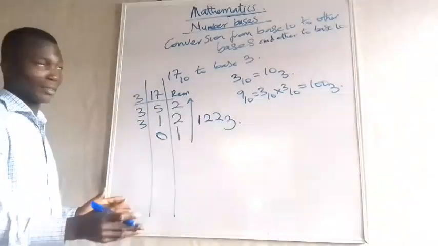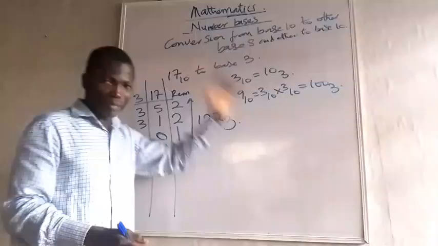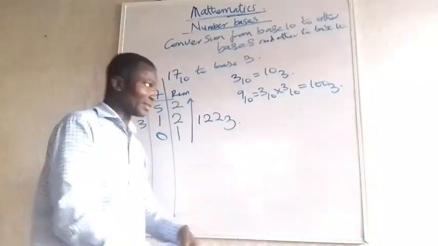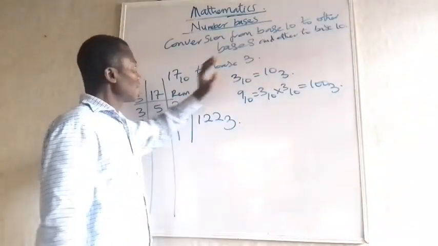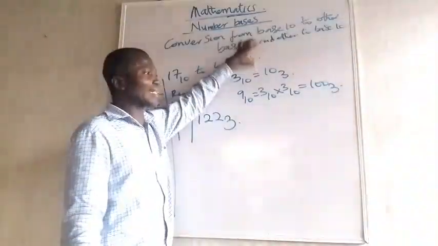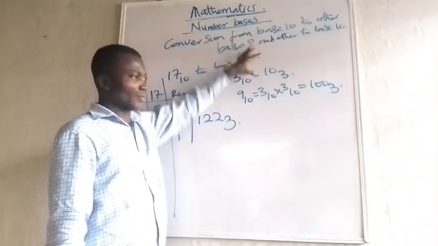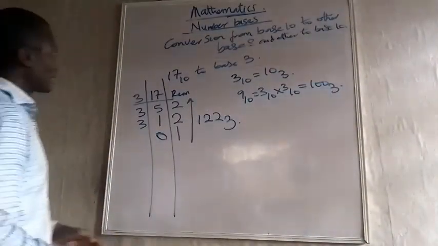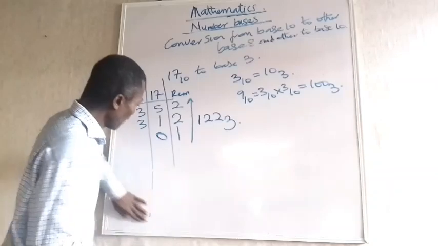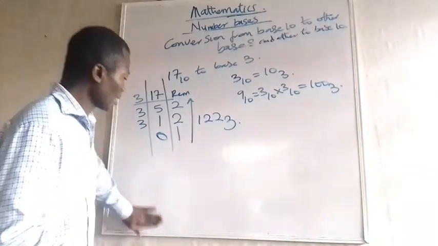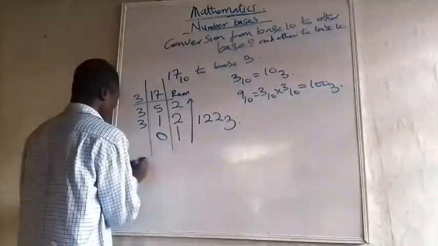That's how you convert from base 10 to base 3. From base 10 to any other base, that is how you do it. Now, let us convert from this base 3 back to base 10.